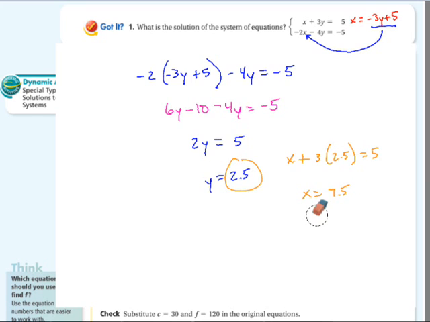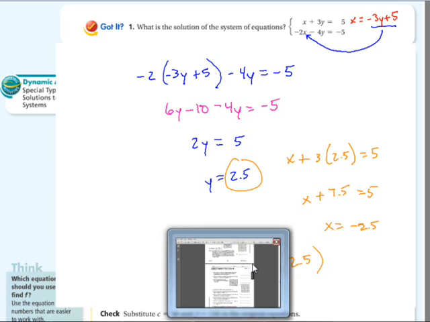Sorry, that's not an equals. x plus 7.5 equals 5. Subtract it from both sides, and I get x equals negative 2.5. So the solution is negative 2.5, 2.5, because the solution here is a point. So that's the answer. All right?